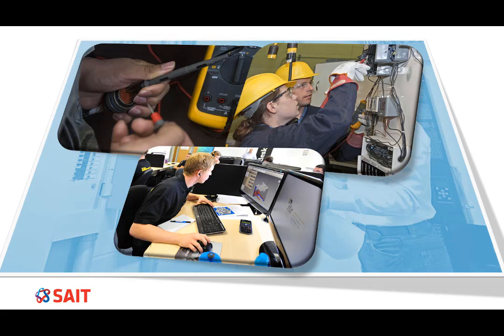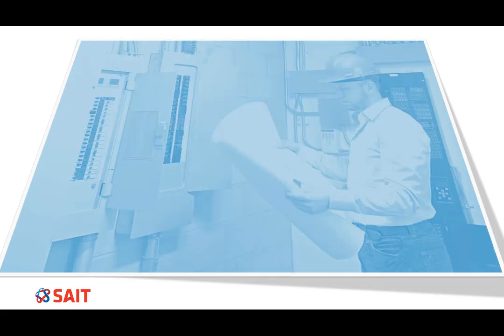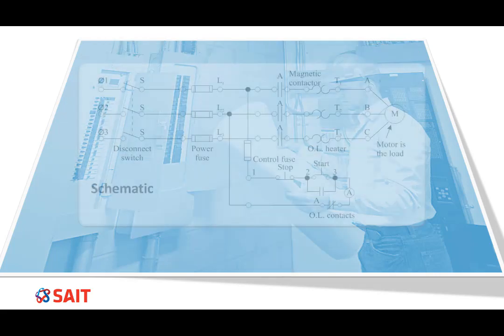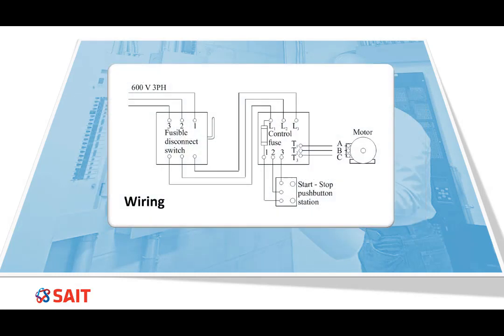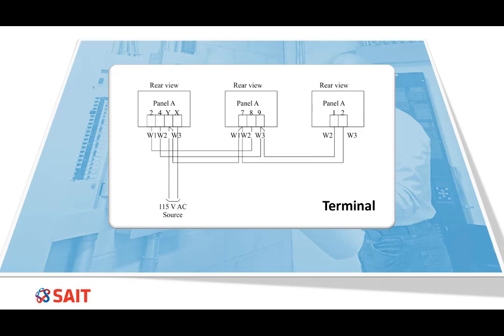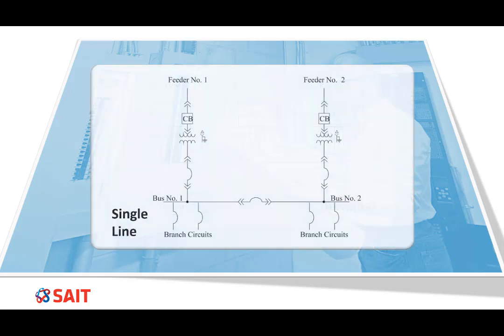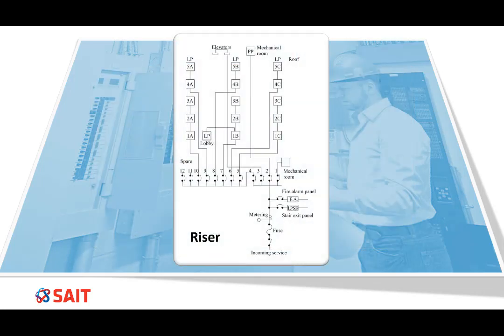and interpret them correctly. The most commonly used electrical diagrams are schematic or elementary diagrams, connection or wiring diagrams, terminal and connection diagrams, single line diagrams, and riser diagrams. Schematic and wiring diagrams will be used extensively throughout this course.